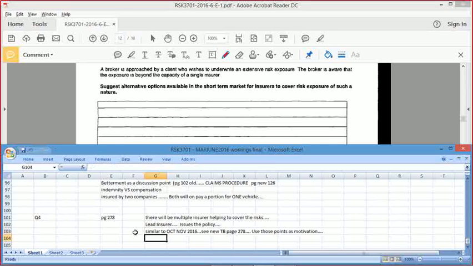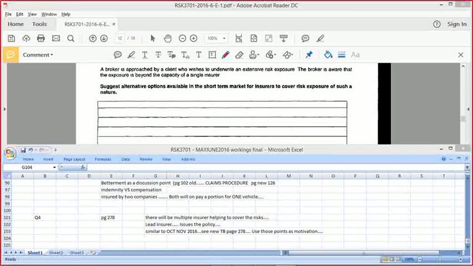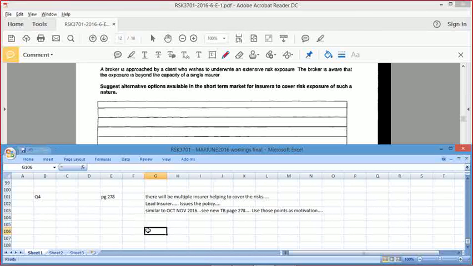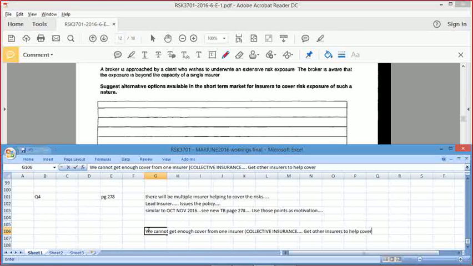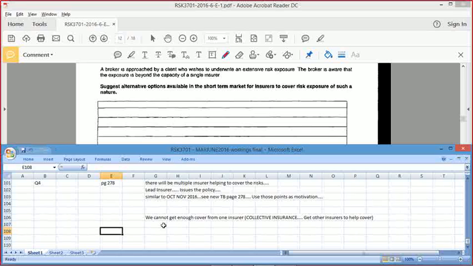Right, what else could we discuss here? I don't think there's anything else. They just said suggest alternative options available in the short-term market for insurers to cover risk exposure of such a nature. Maybe they're also looking at those other options, those other products. So if we go back to the last chapter, self-funding. We cannot get enough cover from one insurer. So the alternative is collective insurance: get other insurers to help cover.